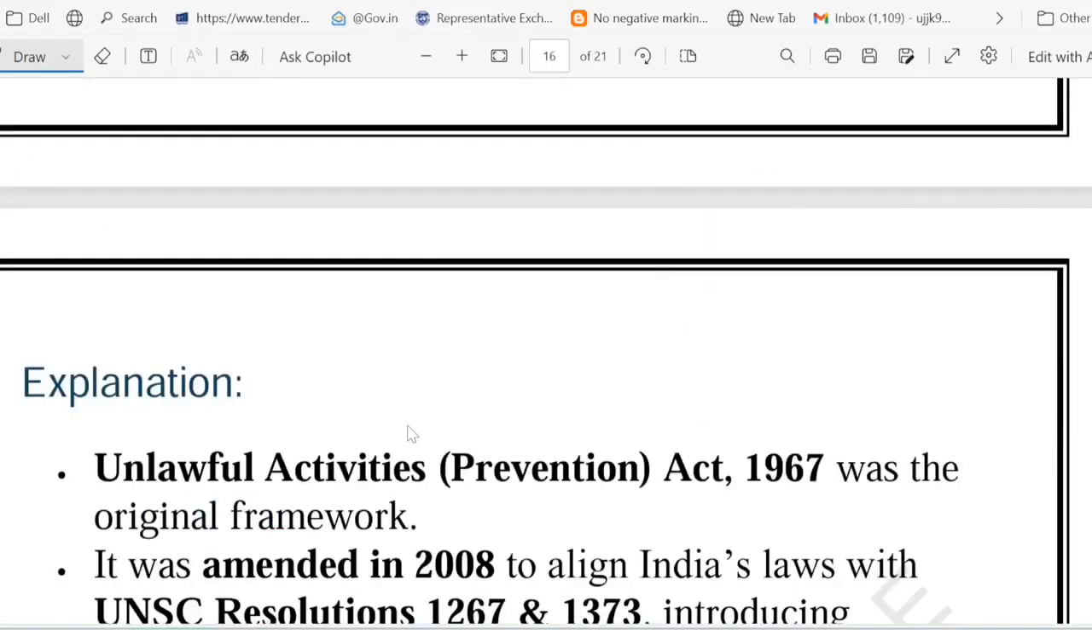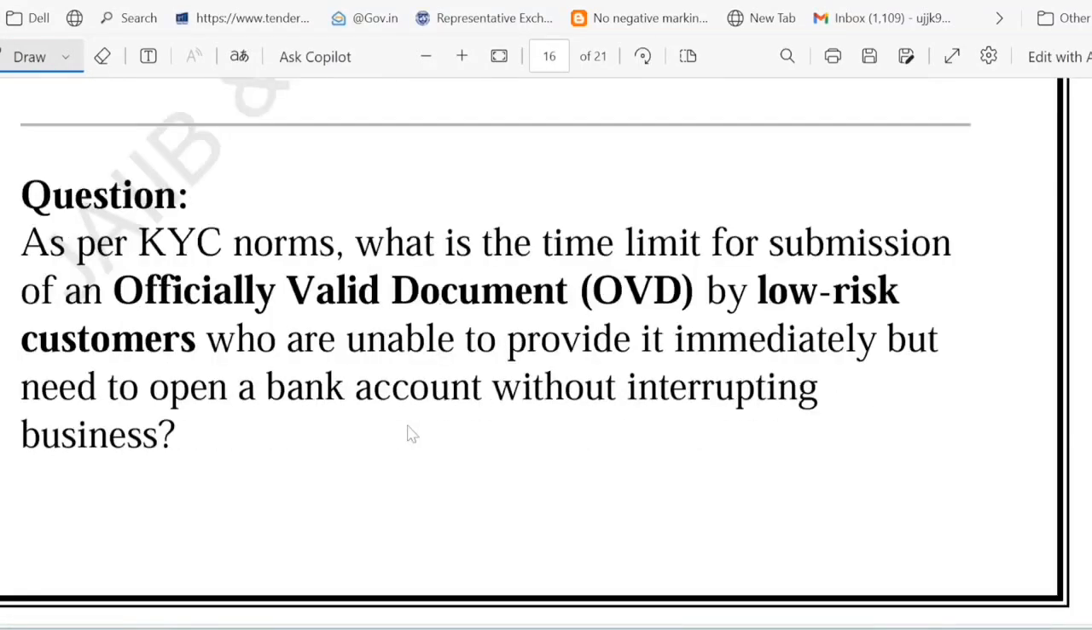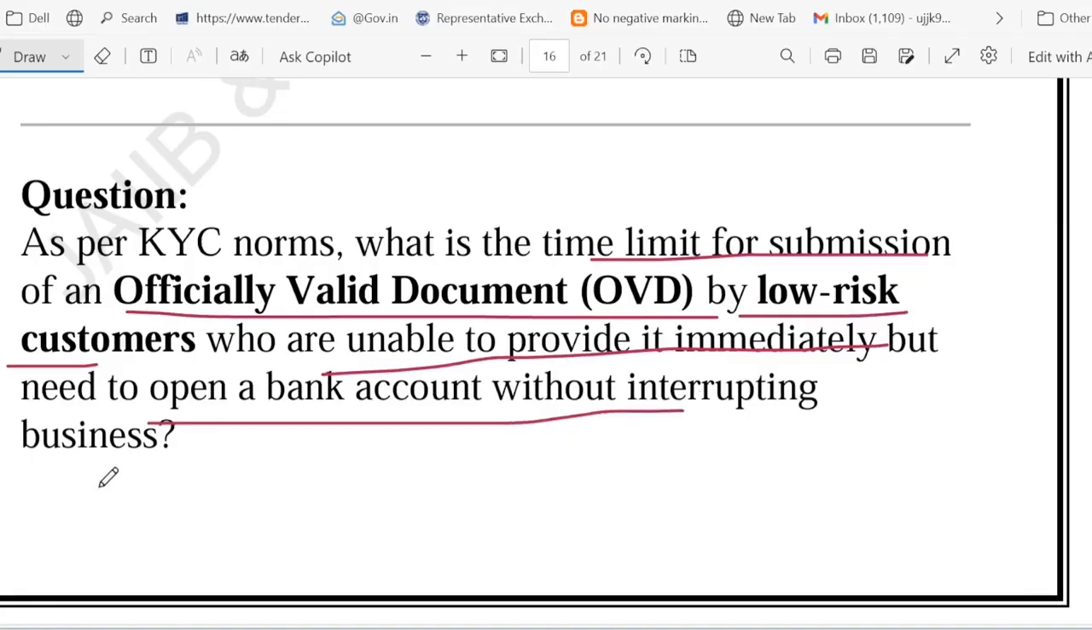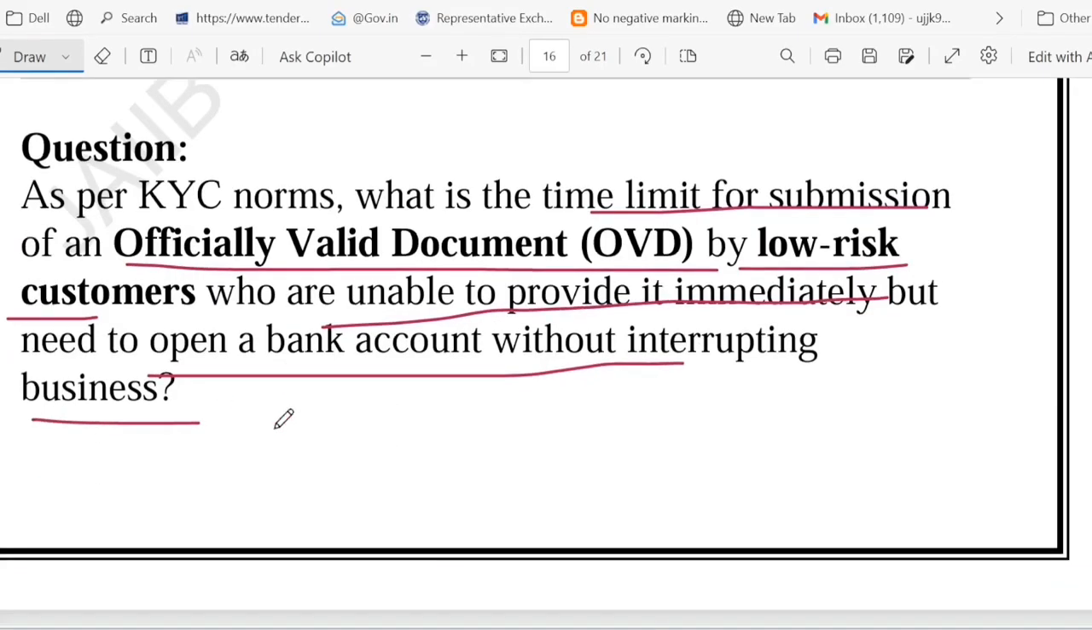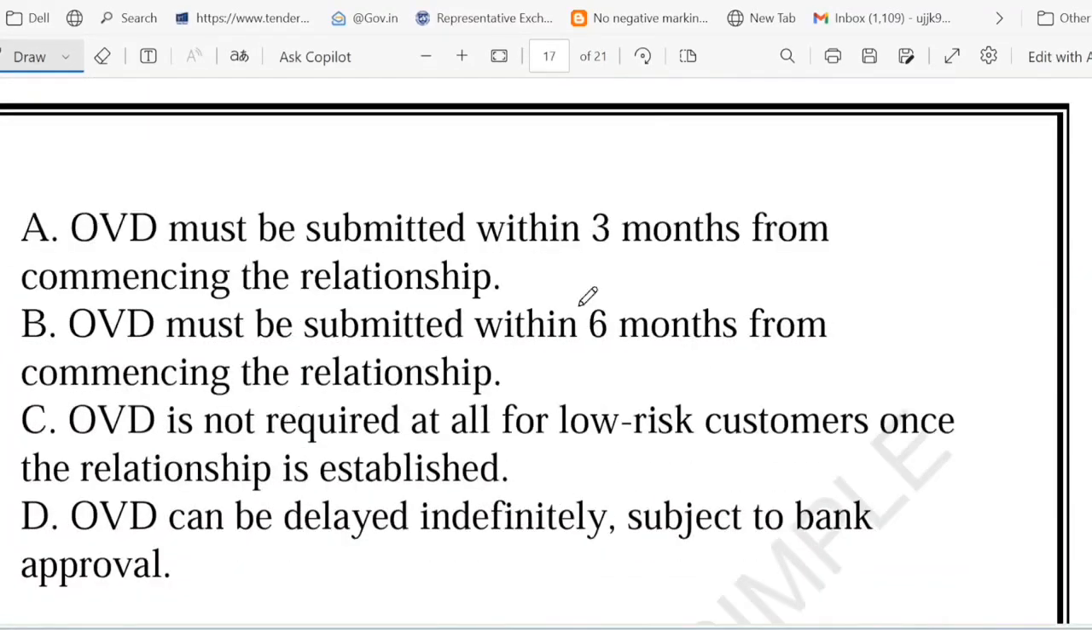Now, let's see the last question of today's session. The last question is, as per KYC norms, what is the time limit for submission of an officially valid document by a low-risk customer who is unable to provide it immediately but needs to open a bank account without interrupting business? Right, this is the question. Option A, it must be submitted within 3 months from commencing the relationship. Option B, it must be submitted within 6 months from commencing the relationship. Option C, it is not required at all for a low-risk customer once the relationship is established. And D says, it can be delayed indefinitely subject to bank approval. So, which option do you think is correct?